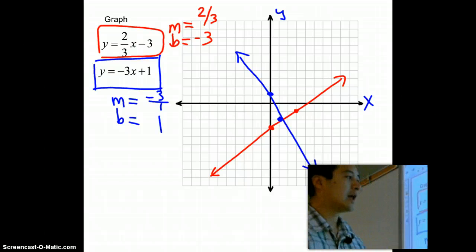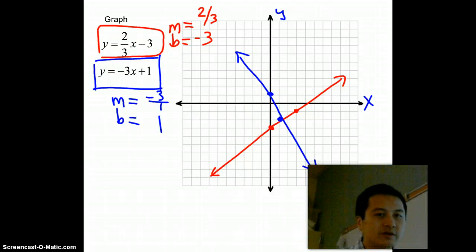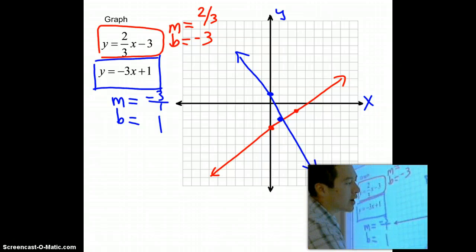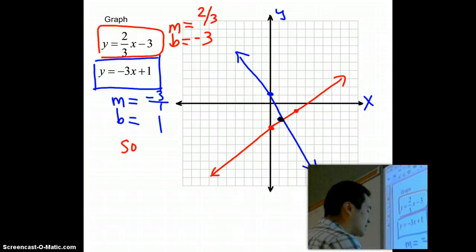If you have a ruler, it looks a lot better. So our idea here is to find the solutions for these systems. Where do they both cross? It looks like they both cross about right here. And what is that point? It's an estimate, so sometimes you won't get exactly. Sometimes you might have to guess, but it's an estimate. So my estimation is, my solution is, it looks like 1, -2.